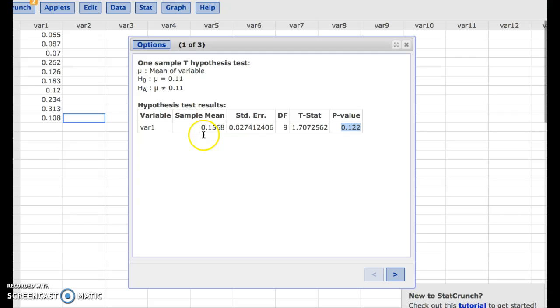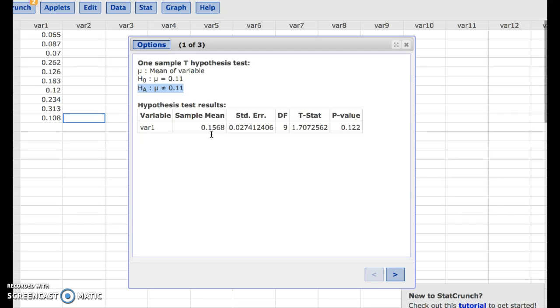In other words, this sample mean doesn't indicate that the averages are still 0.11. It just doesn't indicate that there's enough of a change to say we're sure that we can rule out that it's 0.11 and say it's different. In other words, it's kind of the middle ground.